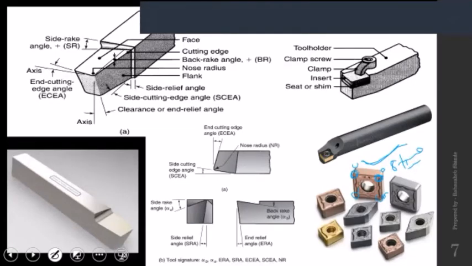Depending upon the geometry of the cutting tool, you can see various shapes of the cutting tool, and the cutting edges may vary. But if I take the example of this one, I can have 8 cutting edges. So this is the recent trend where we use inserts to remove the material.